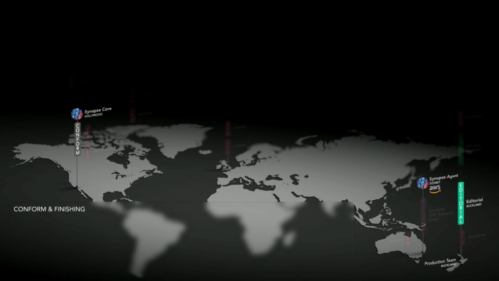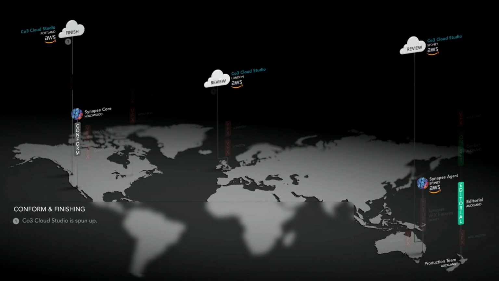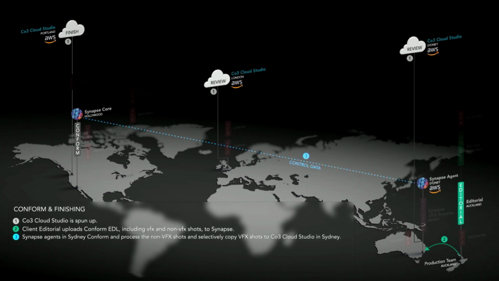Conform and finishing. The Company 3 Cloud Studio is spun up. Client editorial uploads Conform EDL, including visual effects and non-visual effects shots, to Synapse. Synapse orchestrates its agents in Sydney to conform and process the non-visual effects shots and selectively copy visual effects shots to the Company 3 Cloud Studio in Sydney.